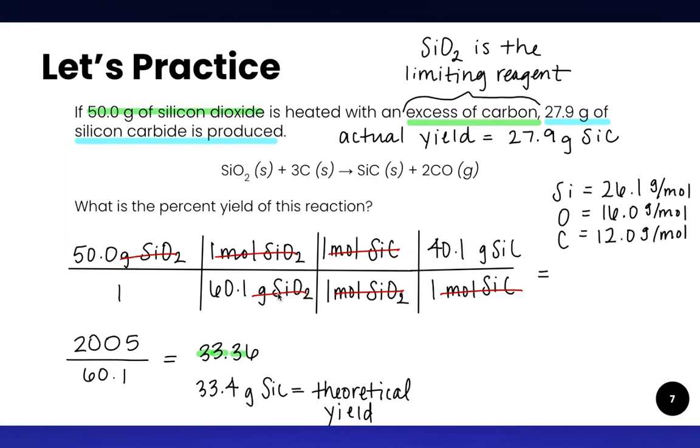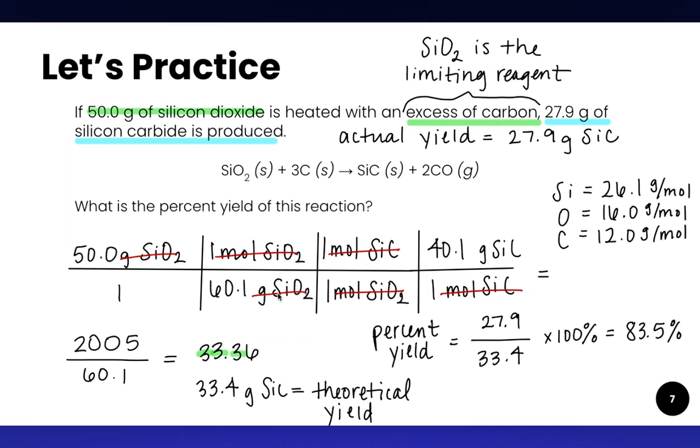So how did this chemistry student do in their experiment? How much product did they lose? That is where the percent yield calculation comes in. So percent yield is equal to 27.9 divided by 33.4 times 100%. They were able to produce 83.5% of the maximum amount of silicon carbide.